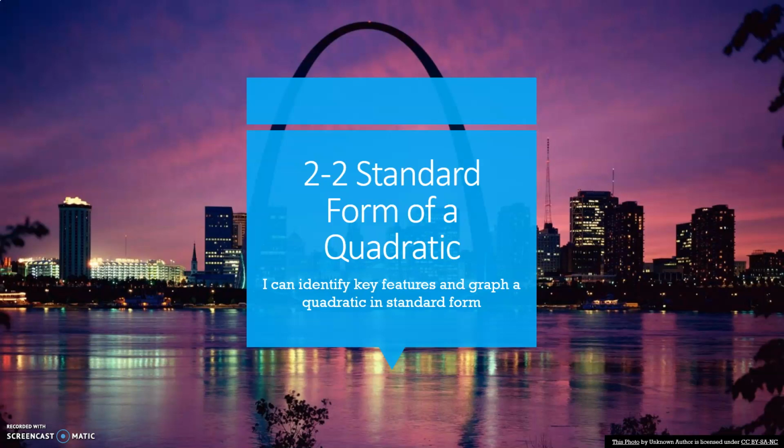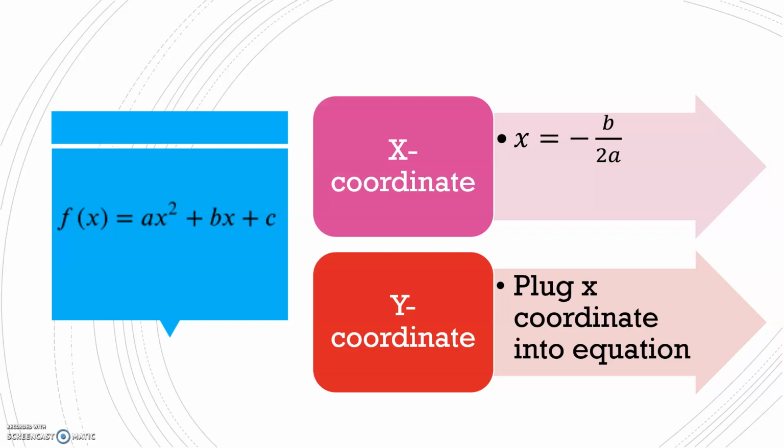In this section, we're going to look at standard form of a quadratic. And from standard form, you're going to identify the key features and graph the quadratic. So in standard form, a quadratic looks like ax squared plus bx plus c, where a, b, and c are some numbers. A can't be 0, but b or c could be 0 because 0 is an acceptable number.